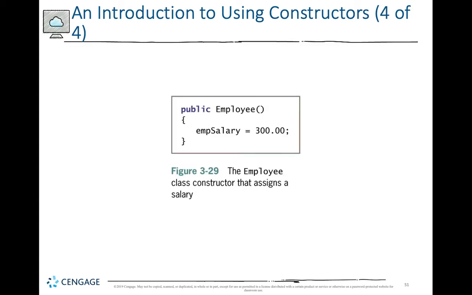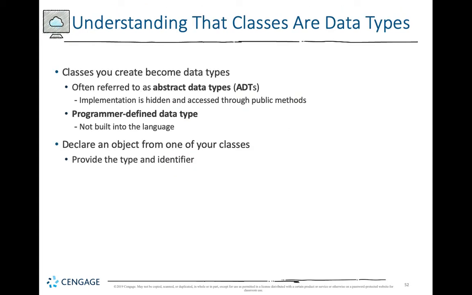All right. So here we have a constructor. The constructor here is public employee. And inside of it, we're doing something special. We're assigning a value. This is a good way if you want to enforce certain values to be automatically initialized to a specified value. You can do that right in your constructor. Okay.